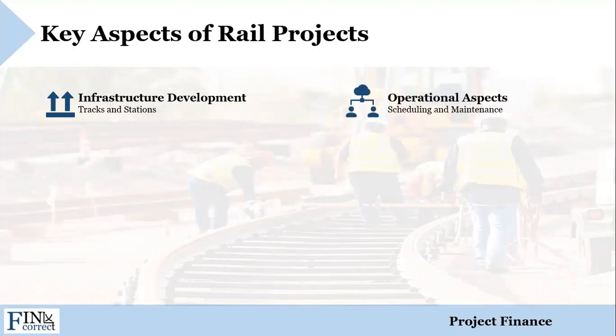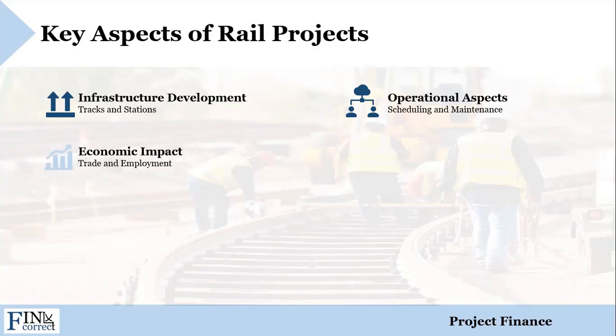Operational aspect. Here we can talk about the scheduling. Scheduling a rail project involves the planning and scheduling of the train service itself. Timetables are established to ensure efficient and timely transportation. Regular maintenance is also very, very essential.